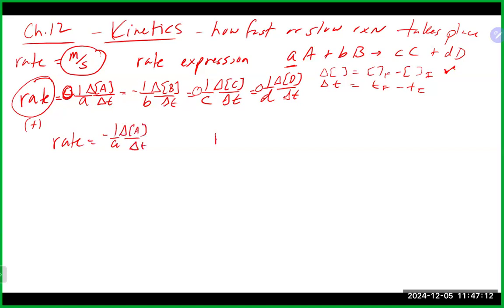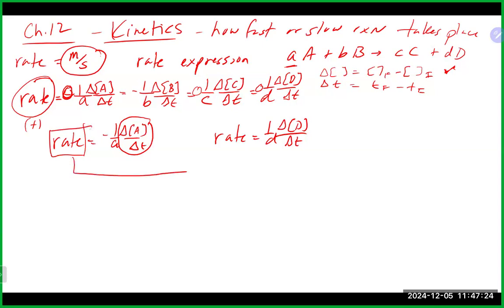And if I knew something about D, I could take my rate expression for D. Or maybe I didn't know anything about D, but I definitely knew this guy. I could use that to figure out the rate. And again, that rate is going to be the same rate that we have over here. That would allow us to figure out, for example, how D is changing with time.